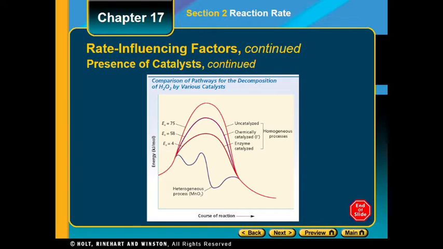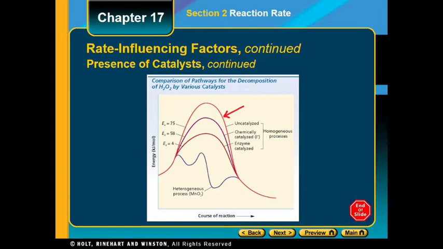It is looking at the comparison of different pathways for the decomposition of H2O2, that's hydrogen peroxide, by various catalysts. So if we concentrate on what we're seeing here, I'm just getting my different colors going on. Here at the top, we have an uncatalyzed reaction. So you are breaking down hydrogen peroxide. You see you have a much larger energy curve going on there.